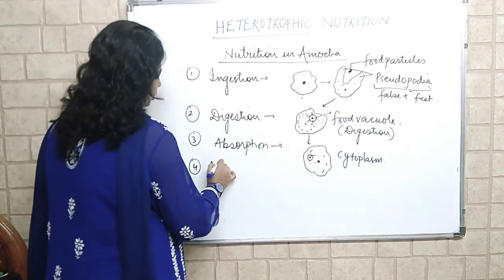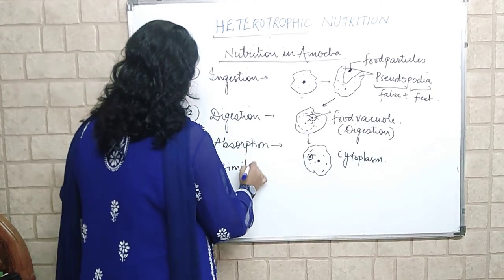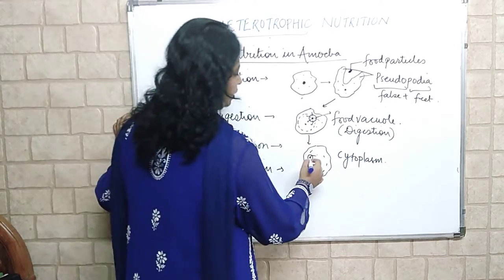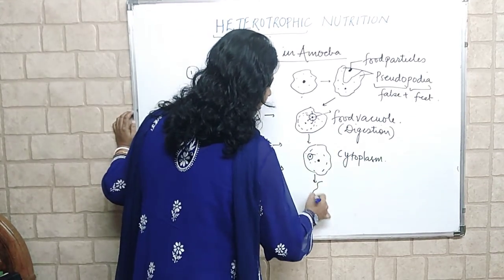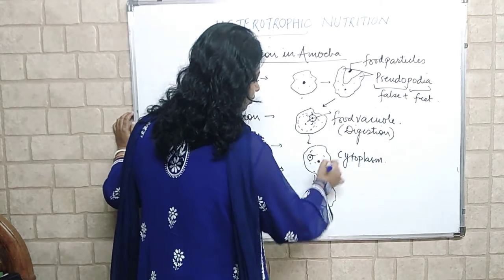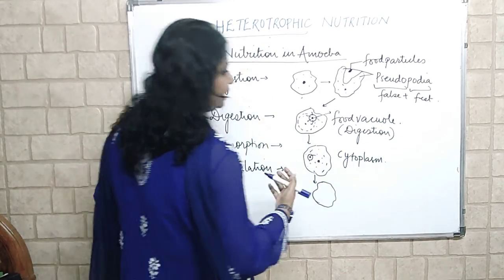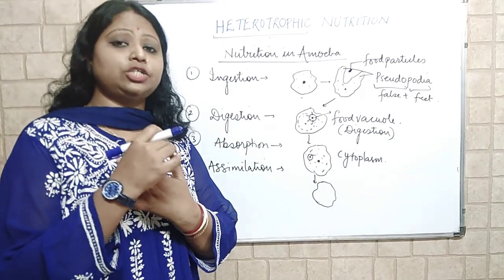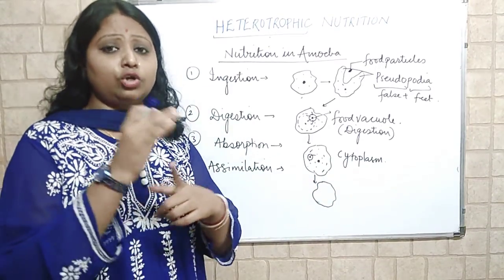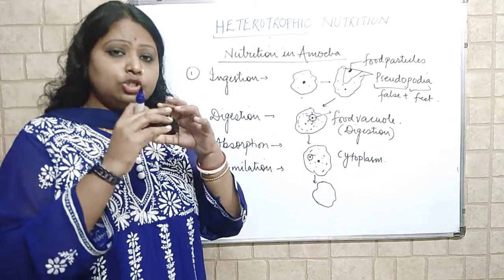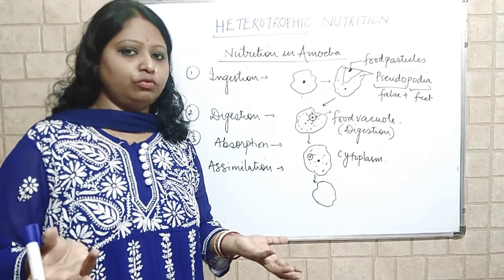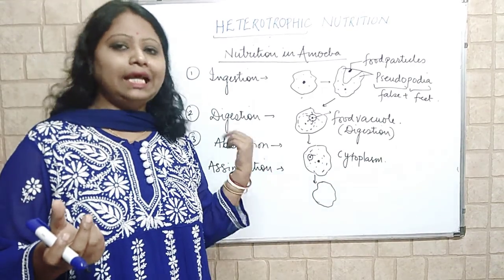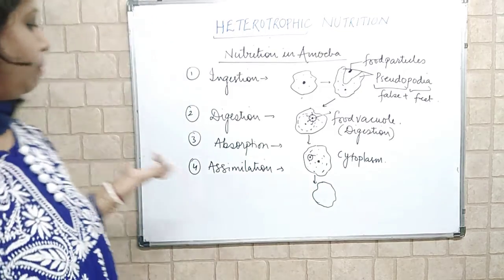Then assimilation. What is assimilation? During assimilation, they will utilize whatever they have taken for the food. And why do we need food? For various reasons: for performing all the biochemical reactions in the body, for energy release, for growth, development, repair. So when they are utilizing the food, that is known as assimilation. Utilization of food in any form is known as assimilation.